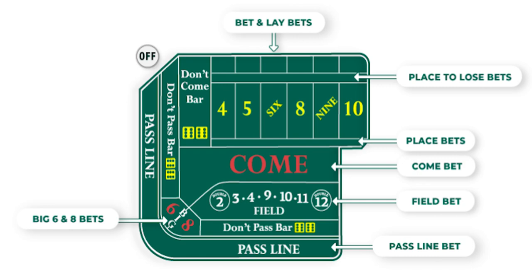A come bet is basically like your first roll, and you can put a bet on that at any time. All right. So, place to lose bets, right? You're basically betting against the shooter, like they're not going to hit that number. For example, say you've been at the table for an hour, and you haven't seen anyone roll a 9 at all. What you would want to do is put a place to lose bet on the 9. That's basically stating that no one's going to hit a 9.